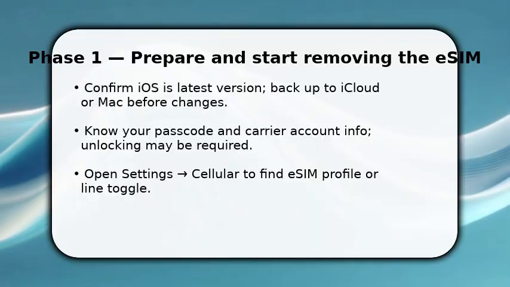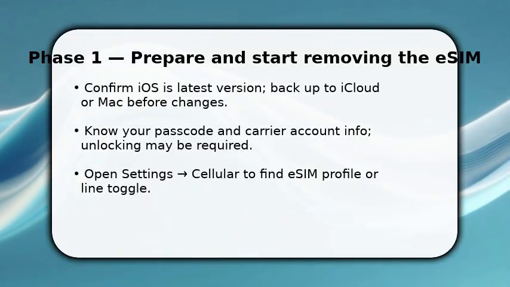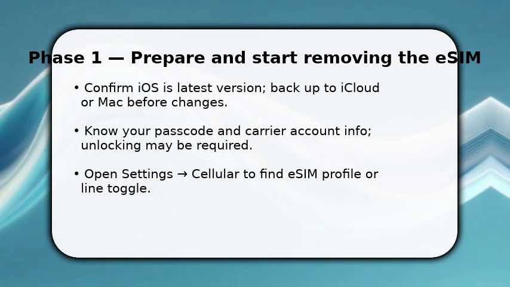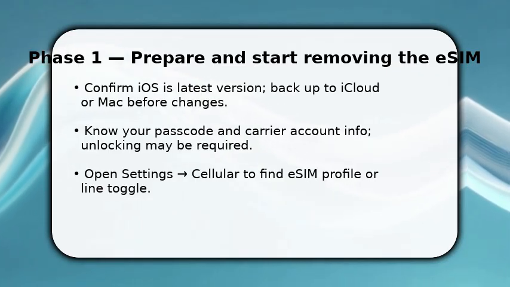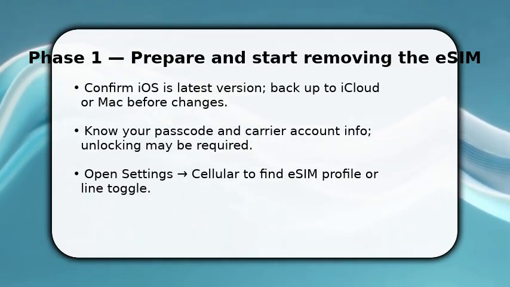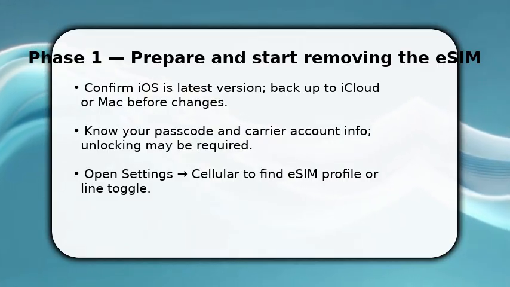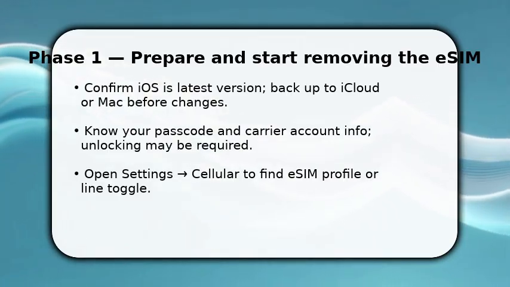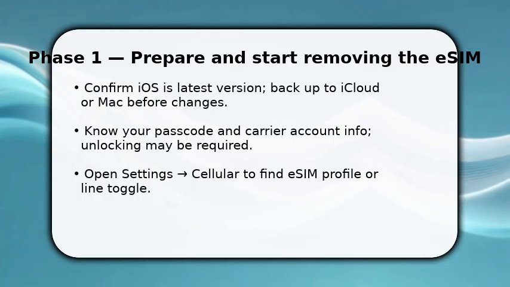Update iOS and confirm you can unlock the iPhone. Open Settings, tap Cellular, then locate the eSIM label or the secondary line. Once you see the eSIM profile, tap it to reveal options. This is where you can turn the line off or remove the plan.